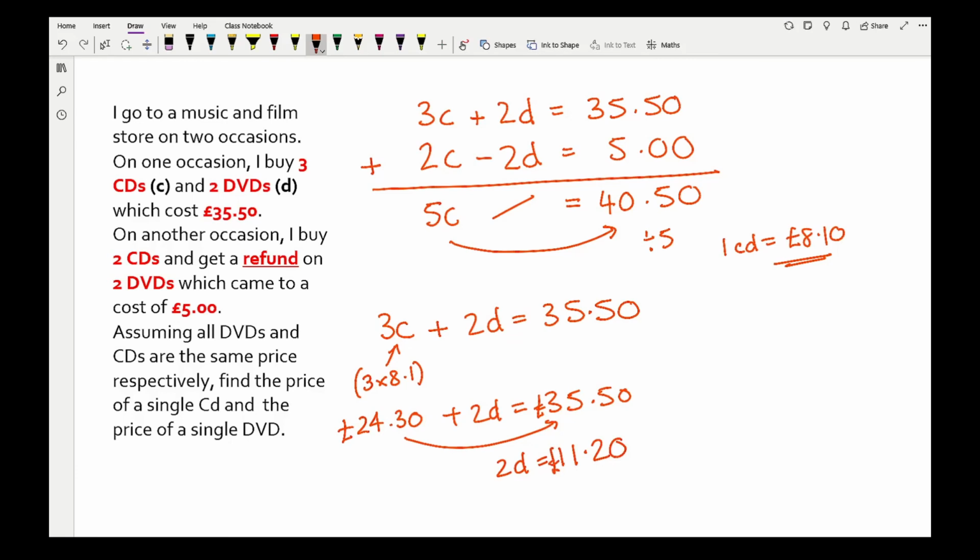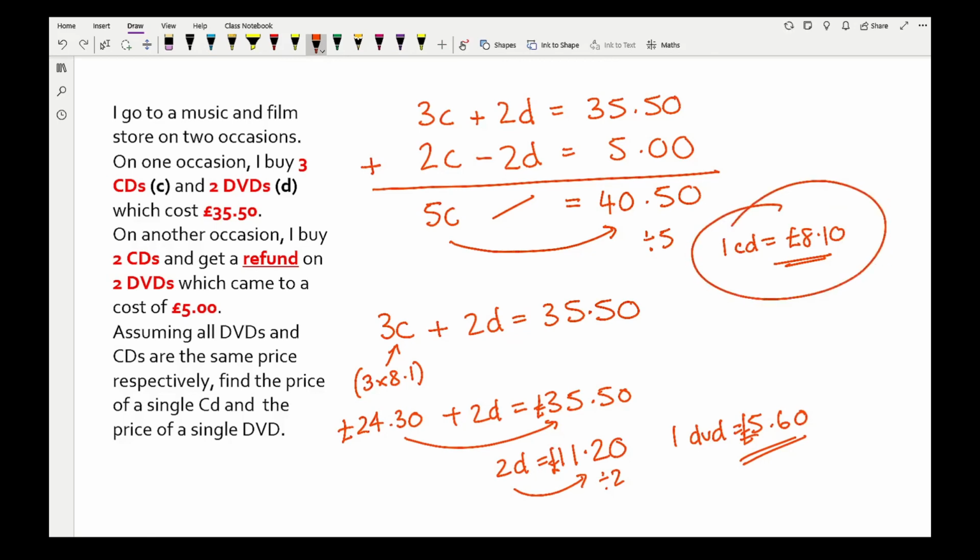And we can just double check that on our calculator, which comes out correct. So then from this, I know that 2 DVDs cost £11.20, so divide that by 2, and I get the answer that 1 DVD comes up to a cost of £5.60. And there I've got my two answers.